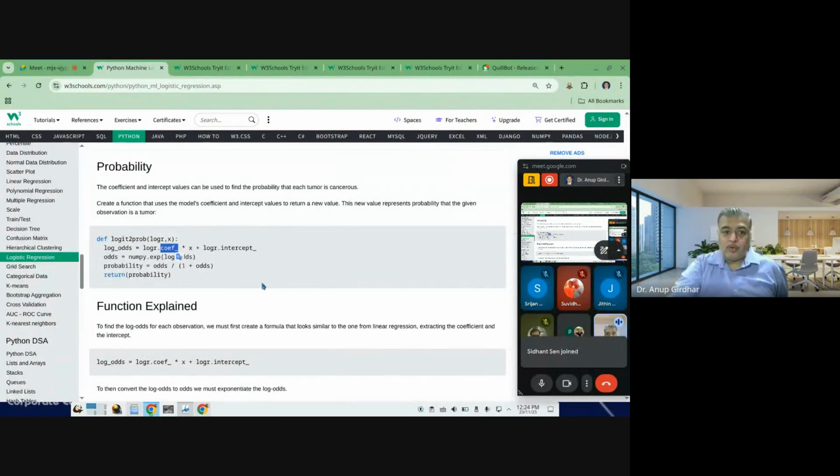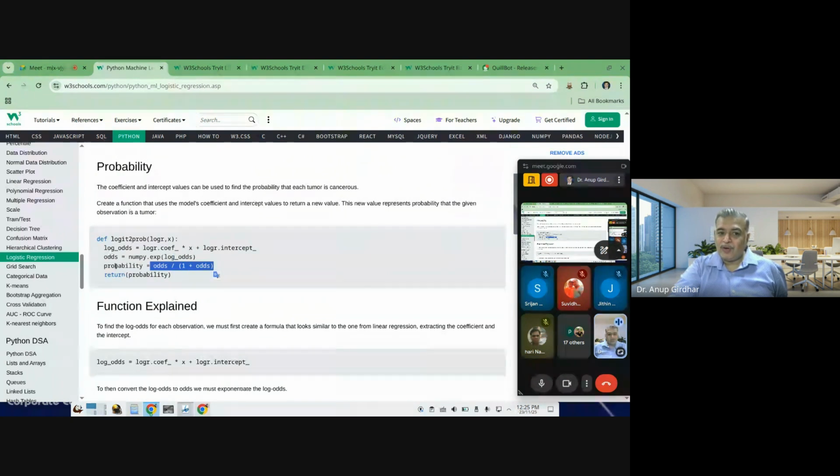You know how to find the coefficient of this model, and in the same way, from the same model, we identify the intercept value. So the coefficient is multiplied by the particular value of x, plus the intercept value. You will get one numerical log odds, then take the exponential value of that, and divide odds by 1 plus odds.